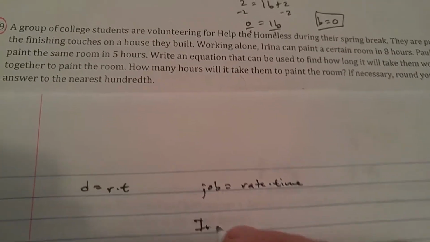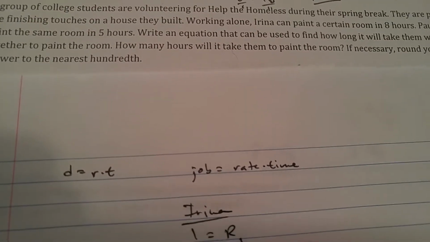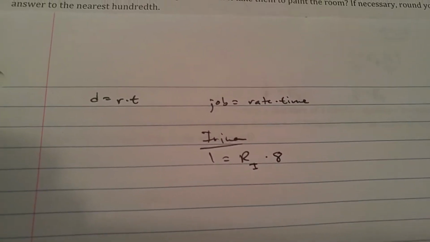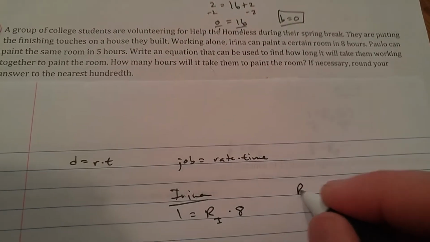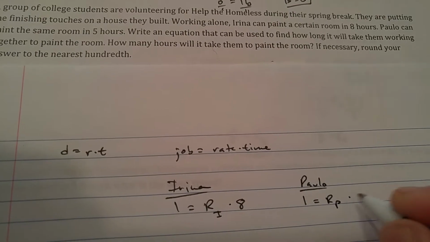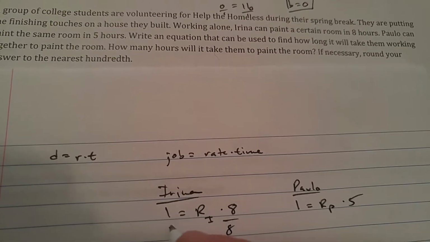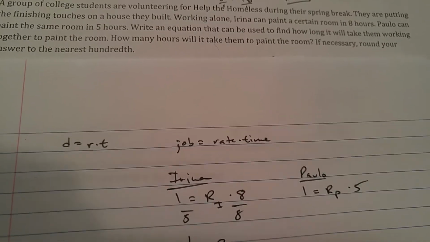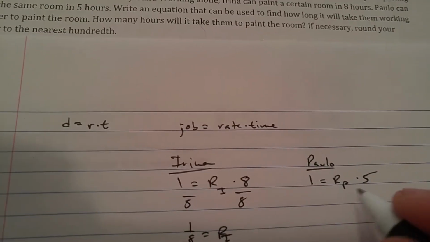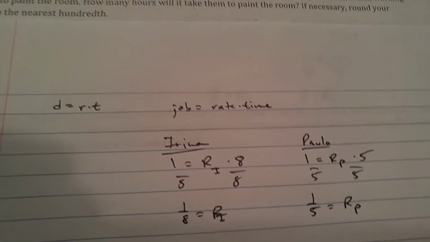So for Irina, she can do one job at the rate that she works times 8 hours. We don't actually know the rate that she works. And then in the problem, we see that Paulo can do the same job at the rate that he works times 5 hours. So if I solve both of these, I get that 1 over 8 is the rate that Irina works. That makes sense. She can do 1/8 of the job in an hour. And Paulo is 1/5. He can do 1/5 of the same job in 1 hour.